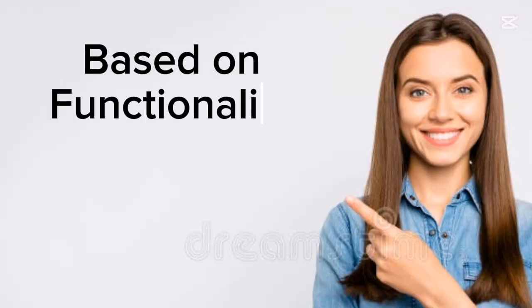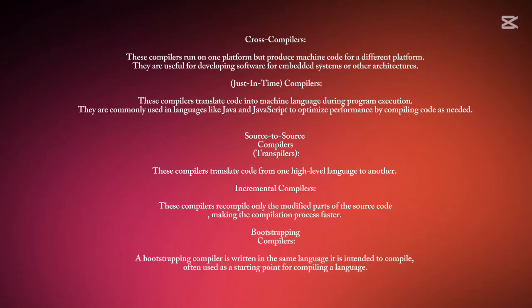Now let's discuss the compilers based on functionality. Cross compilers. These compilers run on one platform but produce machine code for a different platform. They are useful for developing software for embedded systems or other architectures. Just-in-time compilers. These compilers translate code into machine language during program execution. They are commonly used in languages like Java and JavaScript to optimize performance by compiling code as needed.